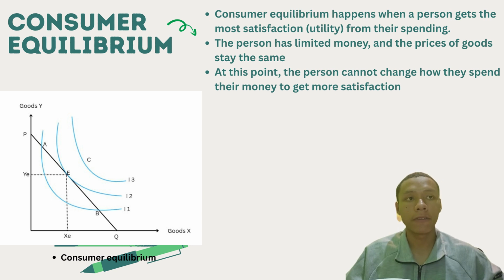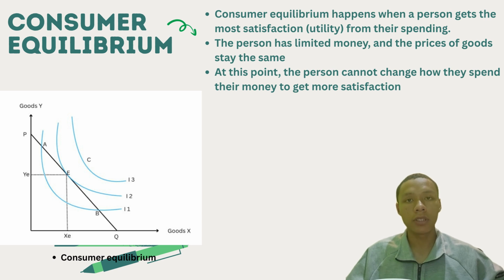This is one of the consumer equilibrium graphs. If the consumer is rational, the consumer will choose the highest indifference curve possible. In the graph above, the indifference curve I3 at point C has the highest level of utility compared to I1 and I2, but point C is unattainable because of the budget constraint; it is outside the budget line PQ.